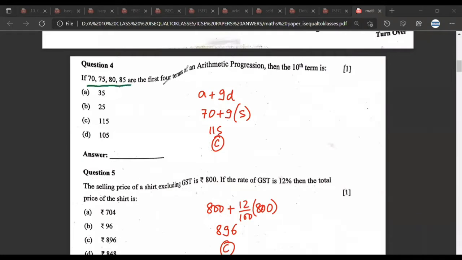We are given this AP, these are the first 4 terms. We need the 10th term. The 10th term would be a plus 10 minus 1 into d. And just put in the values. A is 70. The common difference is 5. Therefore, the answer is C.